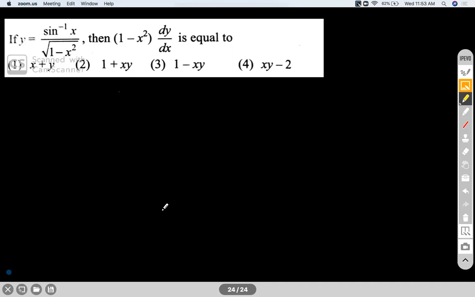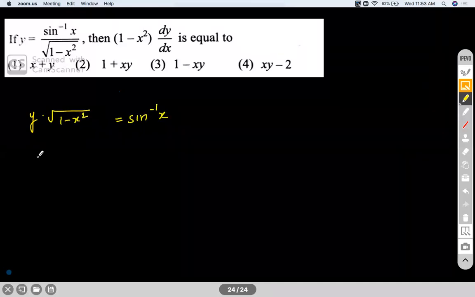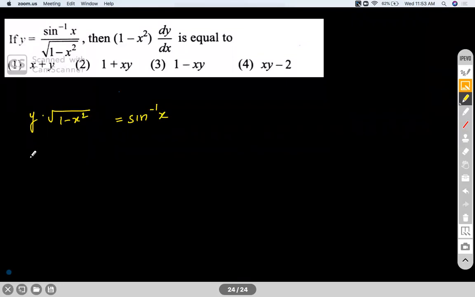One plus XY options there. Two. Yes, option two is absolutely correct. You want me to do this? Just to check whether whatever you have done is the right way. Okay. Yes, sir. So we can apply transpose. We can apply product rule over here.